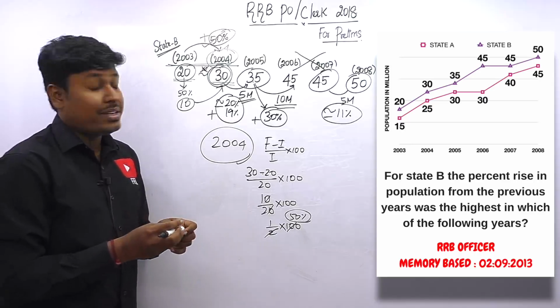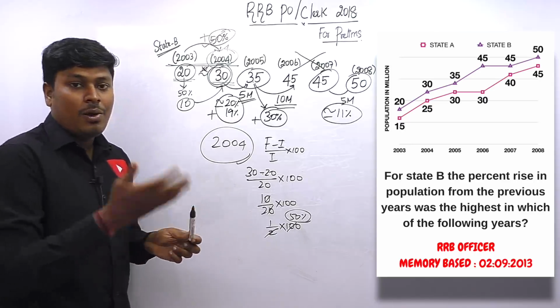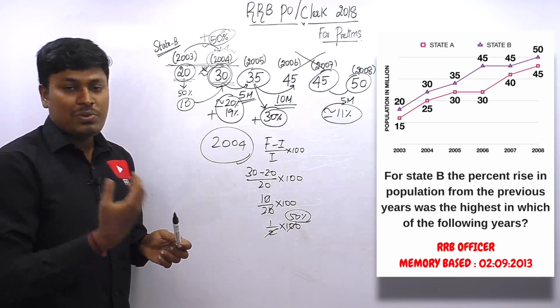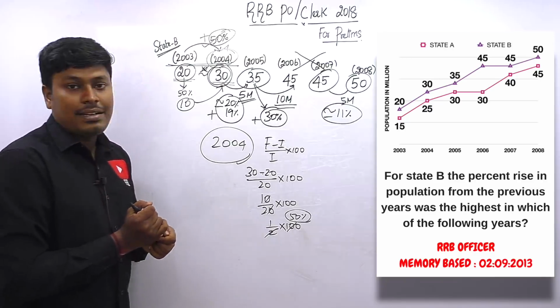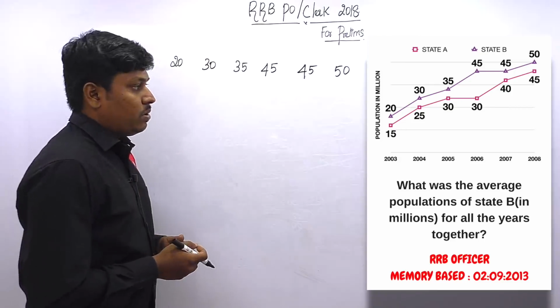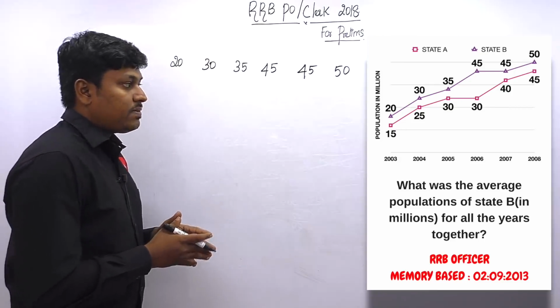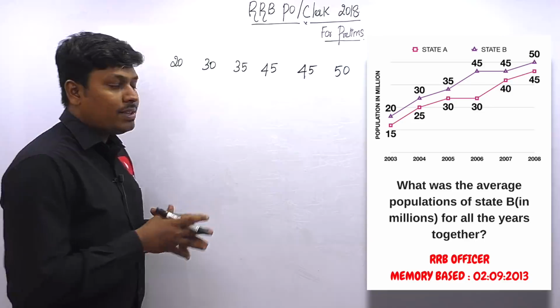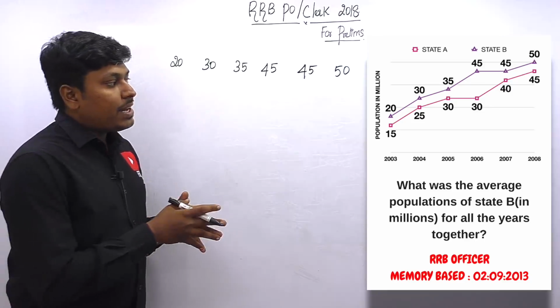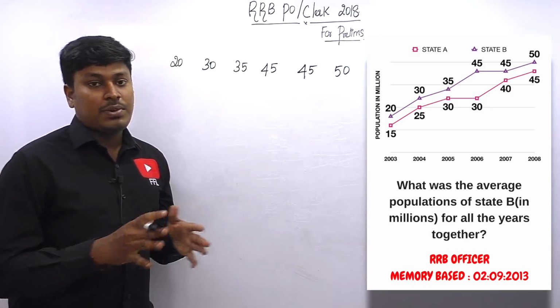Try to solve these types of questions, highest increase or lowest increase in population, by just seeing the graph alone. Question number 2. What was the average population of state B in millions for all the years together? So our target is to find the average population of this total state B, right?